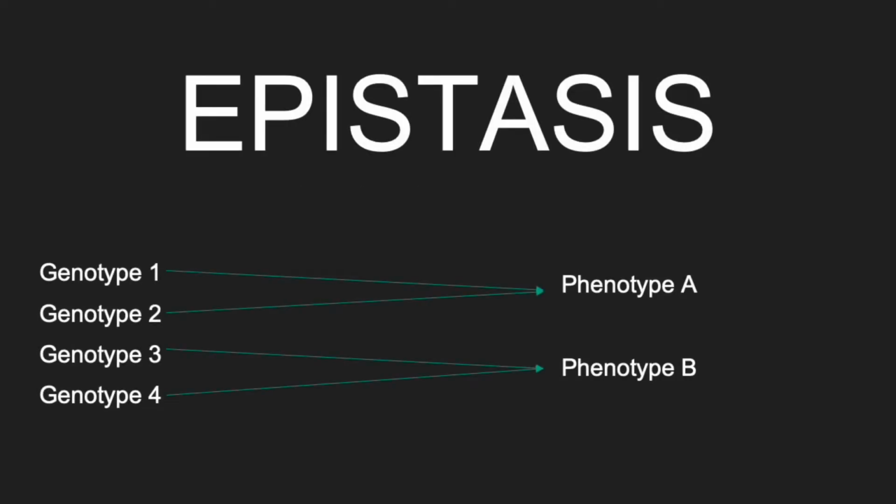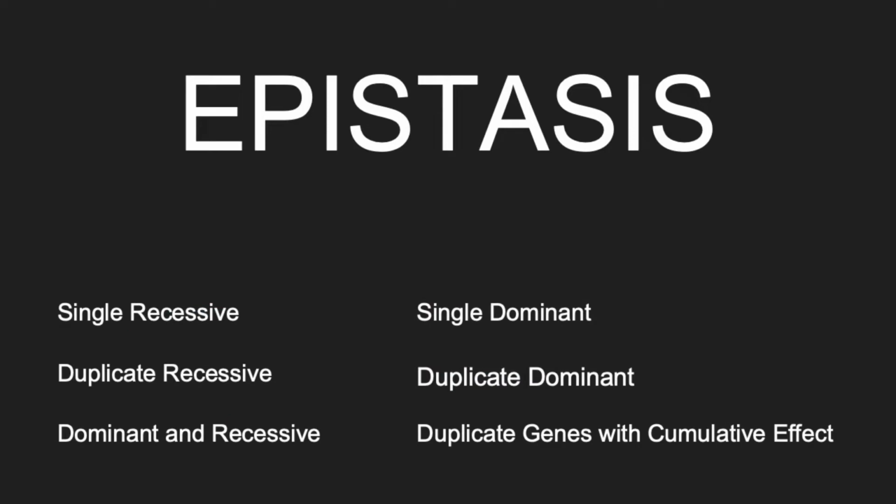Epistasis can be described as the interaction between different genes, and how one gene can mask or modify the expression of the other. What is important about epistasis is that we can actually end up having multiple genotypes express the same phenotype. The one that we will focus on in today's video is the duplicate dominant epistasis.